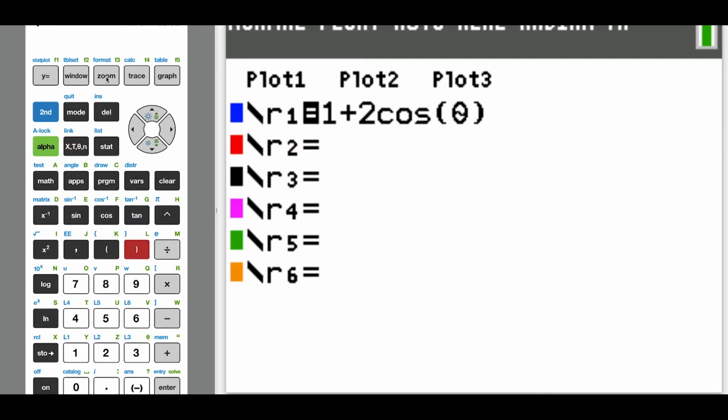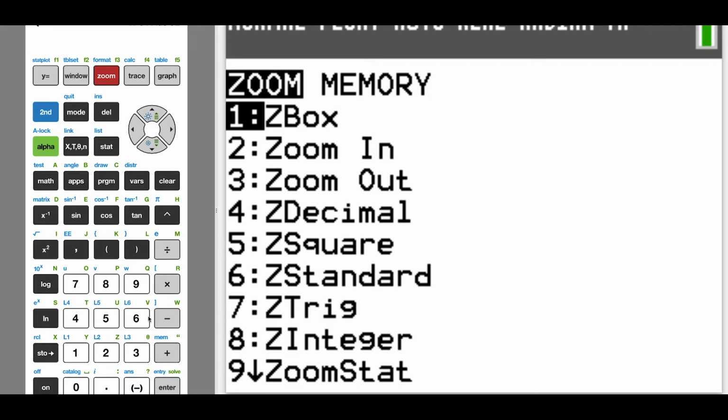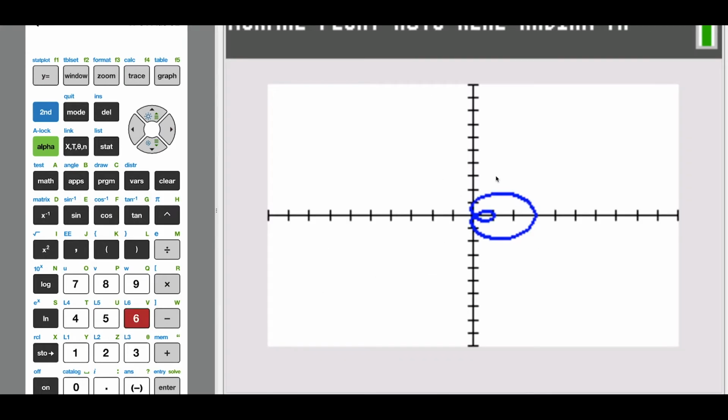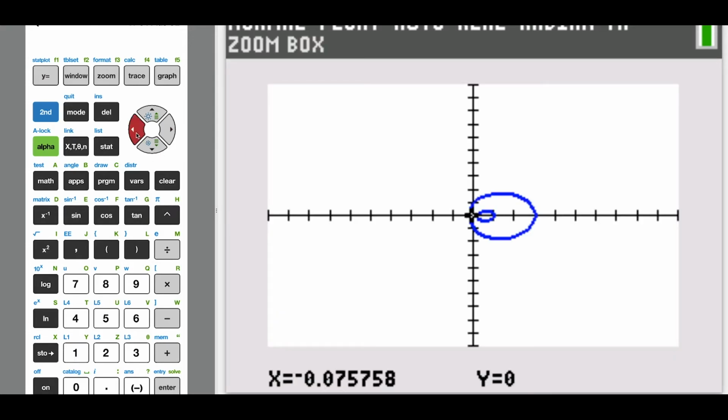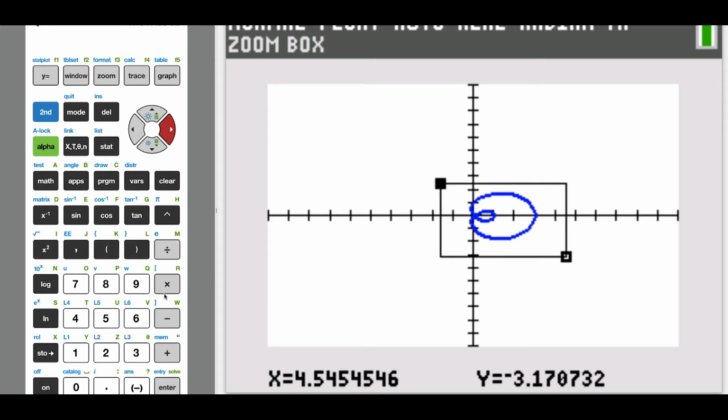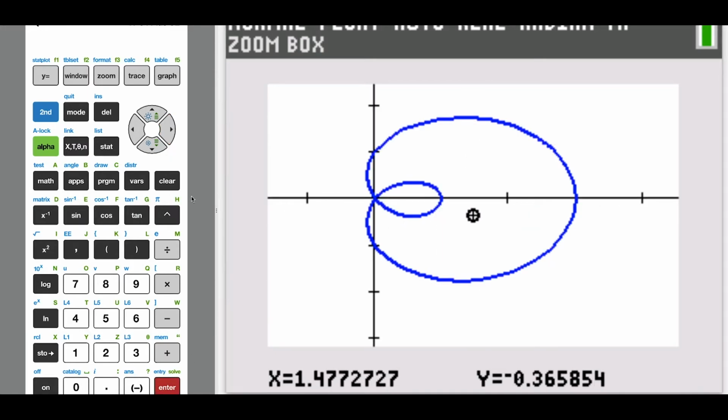So when we look at this, we press zoom 6 to make sure it's in standard mode. And this is a rough sketch of what our graph looks like. If we want to zoom in a little bit more, we can press zoom number 1. Now this acts like you're cropping a photo. We place the pointer in the top left corner, press enter, and drag down and across to essentially crop the photo. When you press enter again, now we have a much better picture of what this thing looks like, and this will help us answer the question.